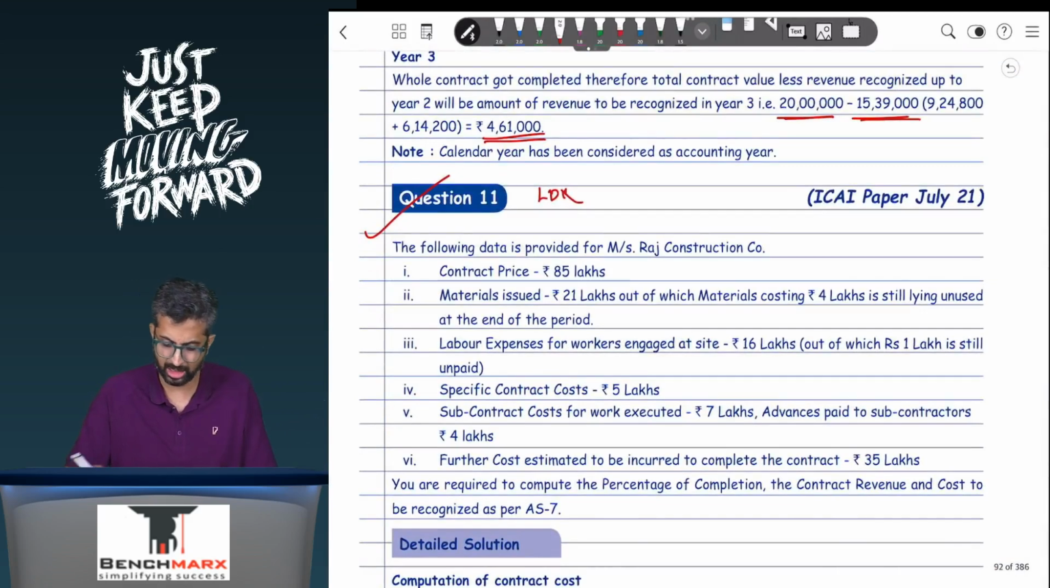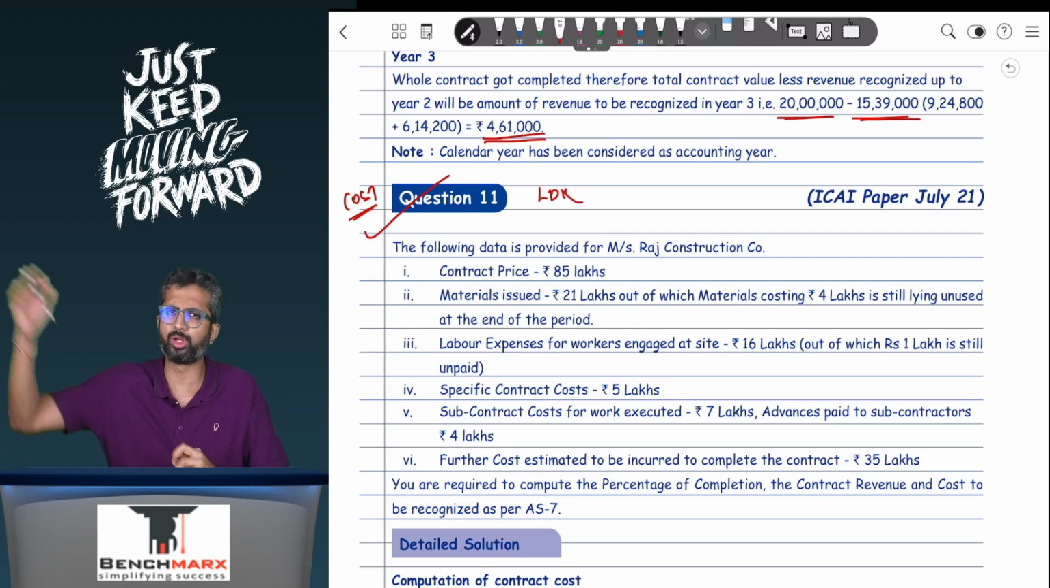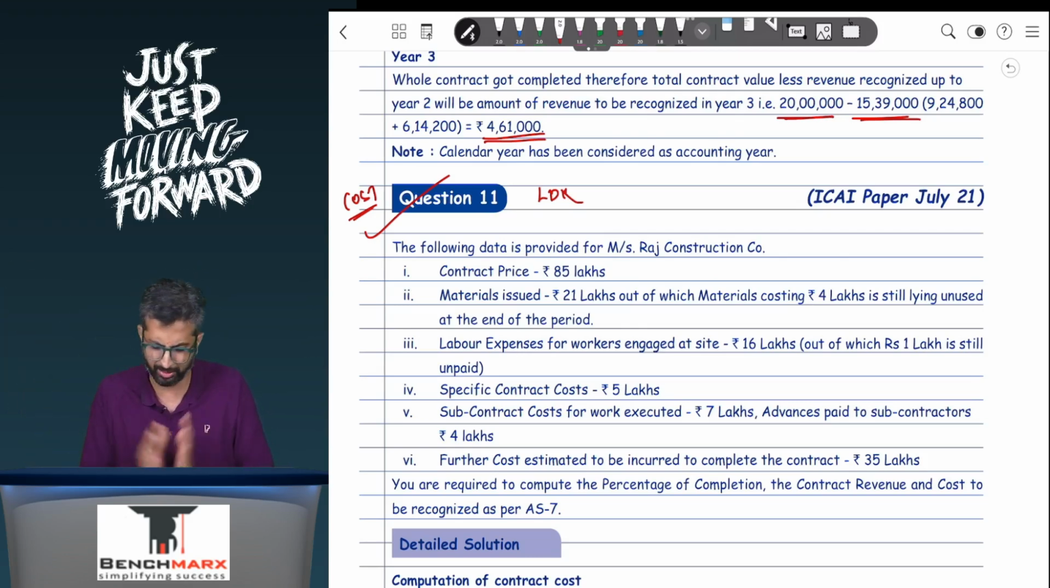This is largely a question which pertains to contract cost. We can put this for last day preparation also. A similar but slightly more advanced problem will also come, I think question number 18 or so, we will discuss that as well alongside. There will be one additional adjustment there, both you can refer.